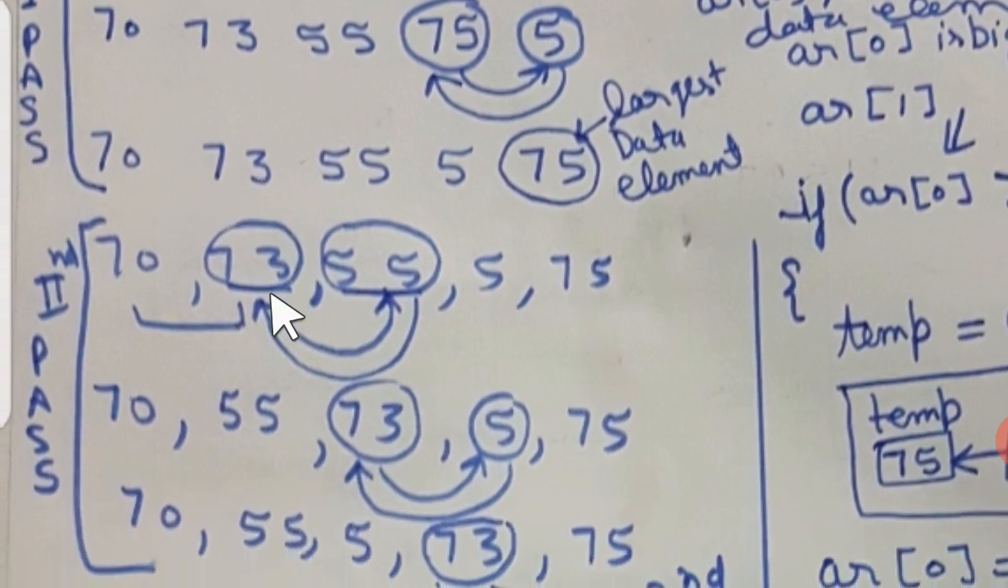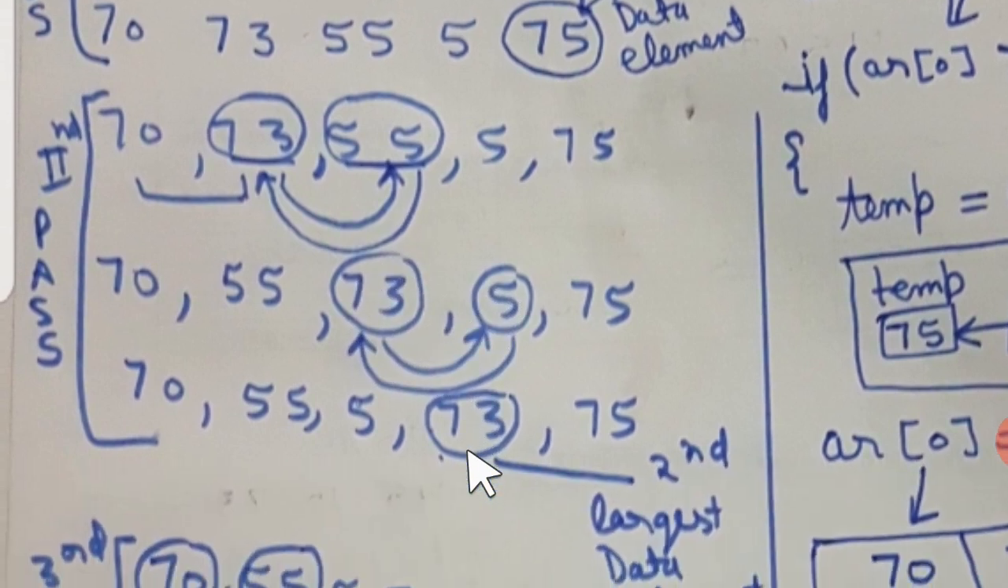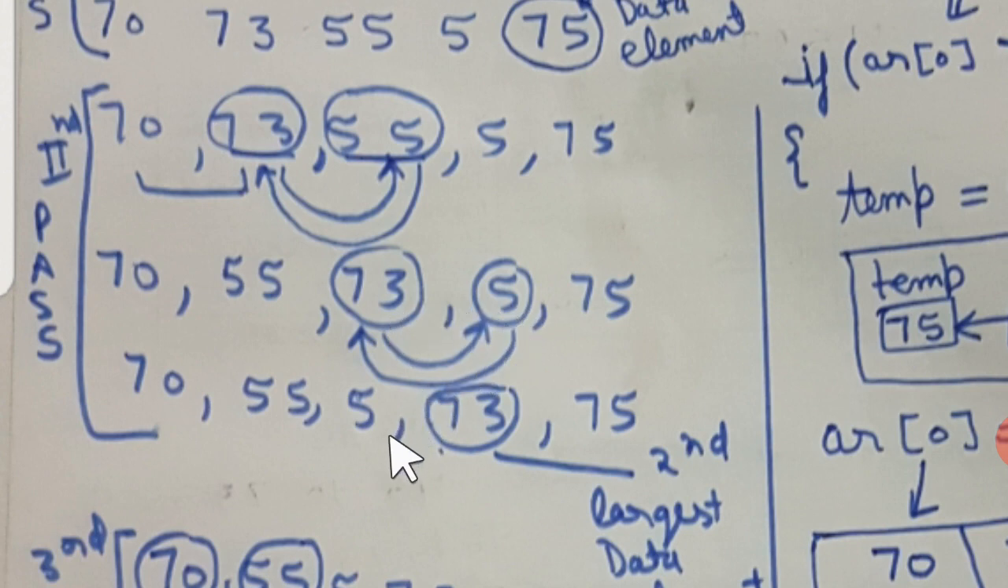Now we have to start the process of comparing and swapping again from the 0th location. So 70 and 73 will be compared. No need to swap because 70 is already smaller than 73. Now 73 and 55 will be compared. So 55 will be copied here and 73 will be copied here. After that, 73 and 5 are going to be interchanged because 73 is bigger than 5. So 5 is here and 73 is here.